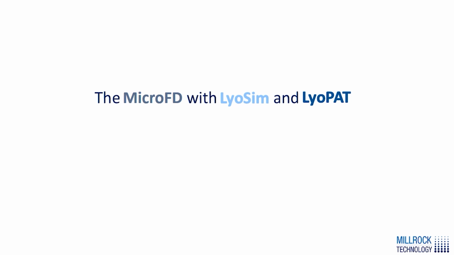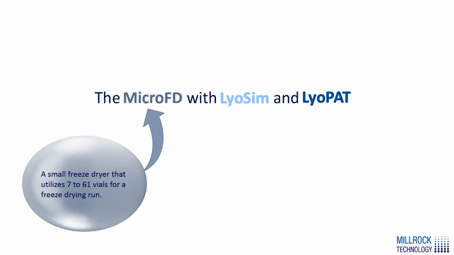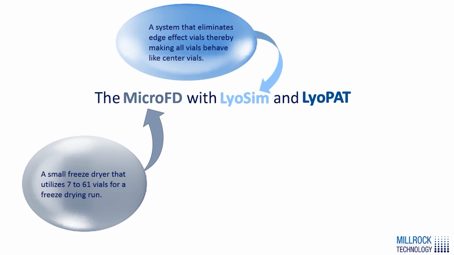The piece of equipment that we'll be specifically talking about to do this work is the MicroFD with LyoSim and LyoPat. The MicroFD is a small freeze dryer that can utilize between 7 to 61 vials, depending on the size of the vials, to completely develop a freeze drying run. The LyoSim is a system in the MicroFD that eliminates the edge effect, making all the vials behave like center vials. Essentially, the LyoSim is the piece of equipment in the MicroFD that makes running a small batch of vials possible or feasible. This can't be done, for example, on a larger tray unit by just using a small array of vials, because that will not be representative of what a full tray will behave like. So when we're using the MicroFD with the LyoSim, it eliminates the edge effect, so all the vials behave like center vials, and we can use this as a representative cycle for a larger freeze dryer.